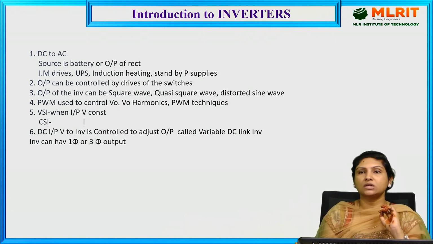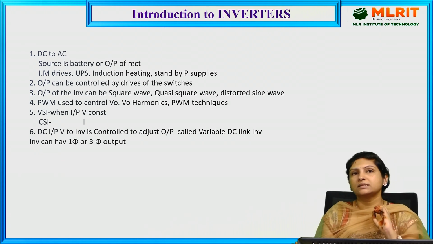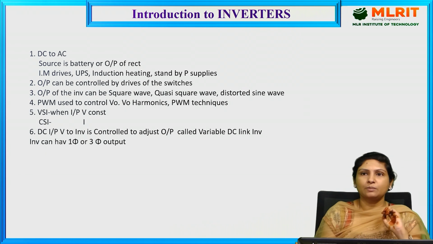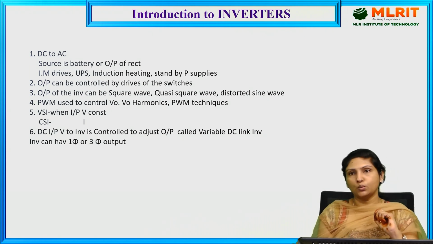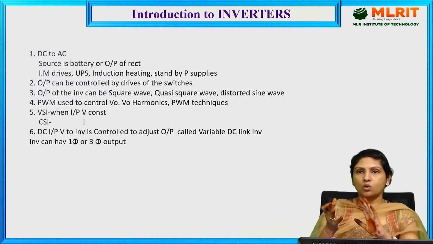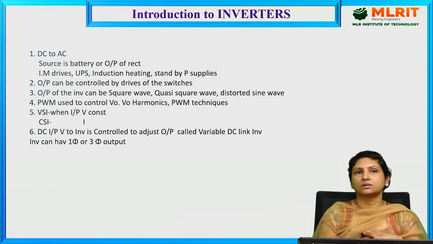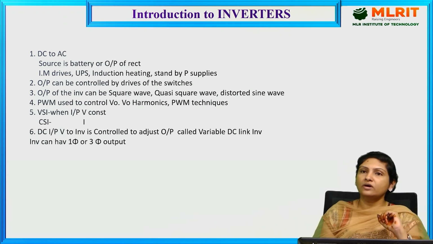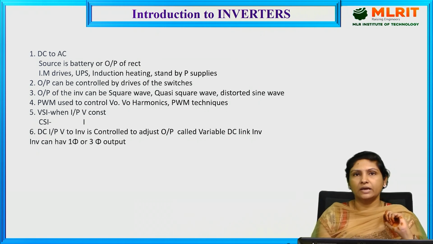And what are the applications of these inverters? They can be used in induction motor drives, uninterrupted power supplies, as well as induction heating and standby power supplies. So these are the various applications of inverters, and the output voltage of inverters can be controlled by the drives of the switches. Switching accordingly, we can control the output voltage of these inverters. And here, the output of the inverter can be a square wave, quasi-square wave, or distorted sine wave. It can be any of these.